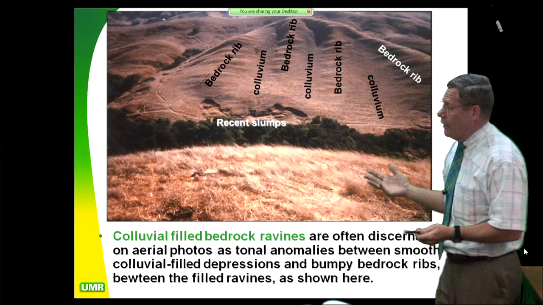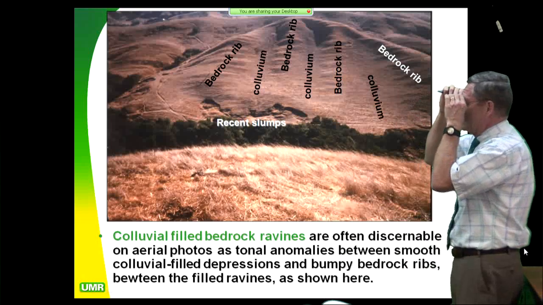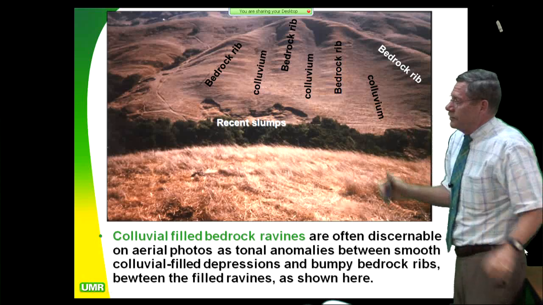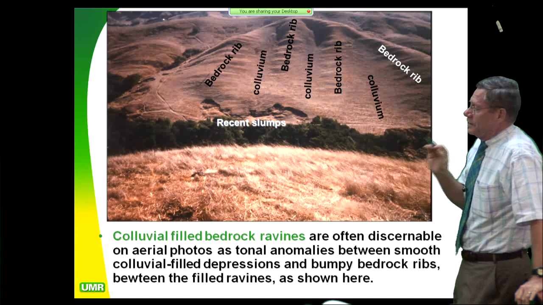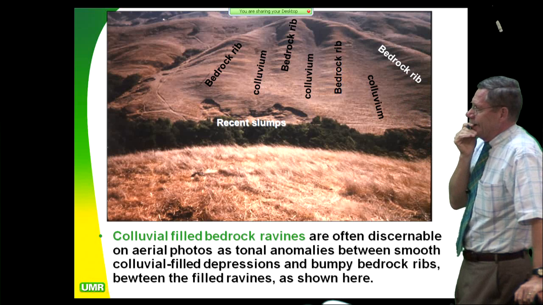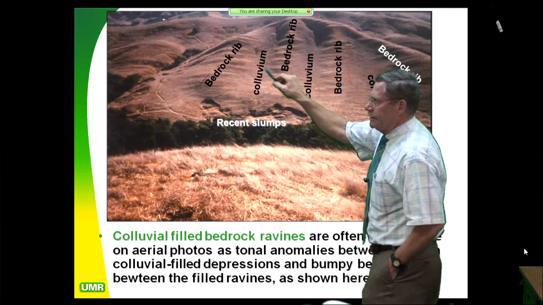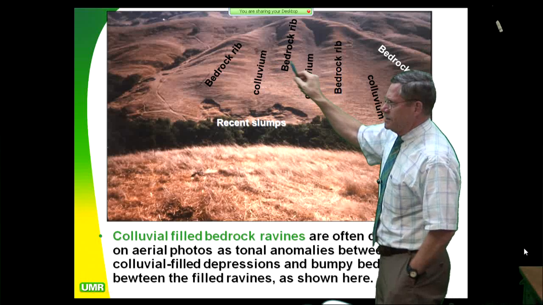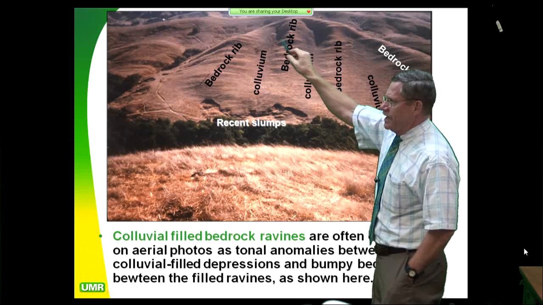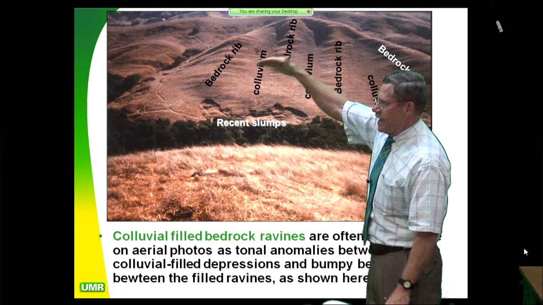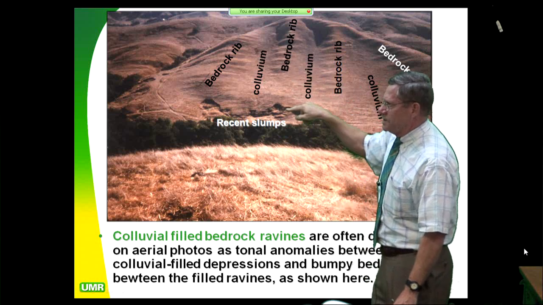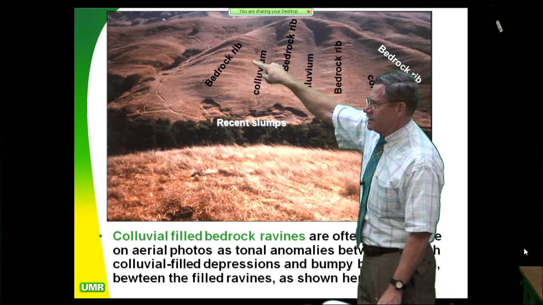All right, if we go out and we get out our binoculars and we just start looking, that's why it's good to be a bird watcher. You learn how to sit there and be patient and just watch nature. What you start seeing are some real interesting patterns. Where you see these lines, those are resistant beds dipping back into the slope. Where you see this smooth area, that's colluvium.